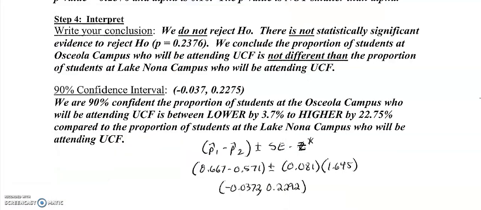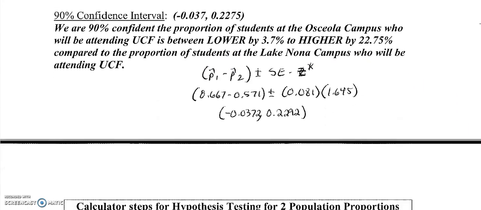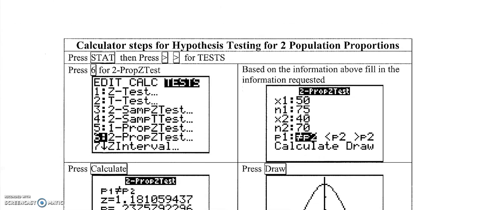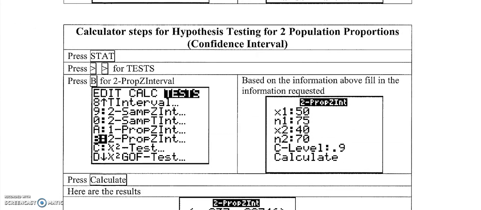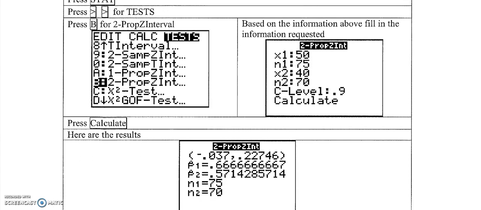So when we interpret this, we are going to say we are 90% confident the proportion of students at the Osceola campus who will be attending UCF is lower by 3.7% to higher by 22.75% compared to the proportion of students at Lake Nona campus who will be attending UCF. And then you have all the calculator steps here of what I did, step by step in the review for the test and for the confidence interval.